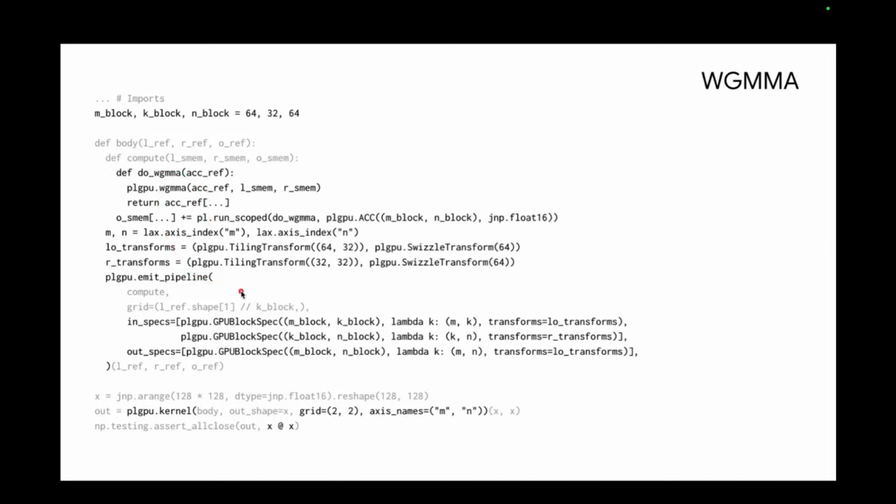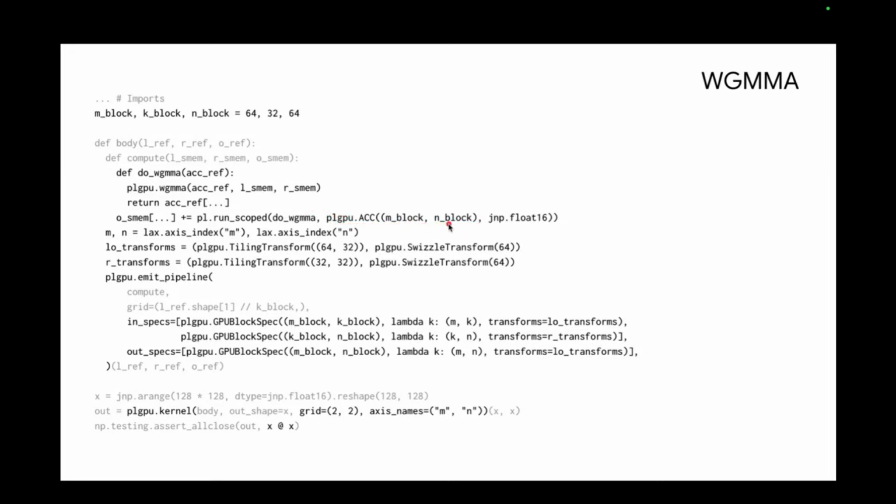And this again gets slightly more complicated, but if you look at it, there are not that many new concepts. So first of all, you still emit the pipeline. If you look at those block specs, they're essentially the same block specs we had before for the example matmul kernel. The only exception is that you specify those transforms, which will rejiggle the memory as it gets shipped into local memory from the global memory. And then this is the actual compute part. And so you can see we actually allocate a little accumulator.